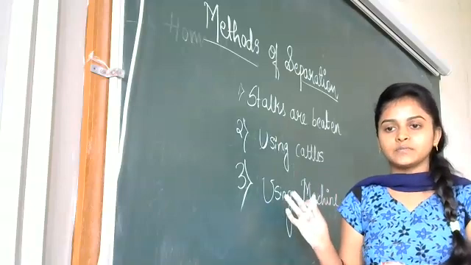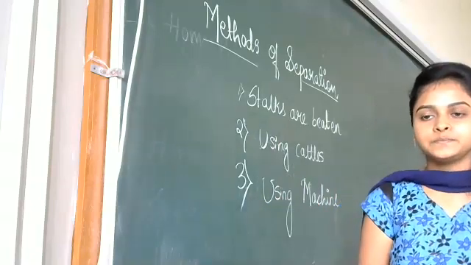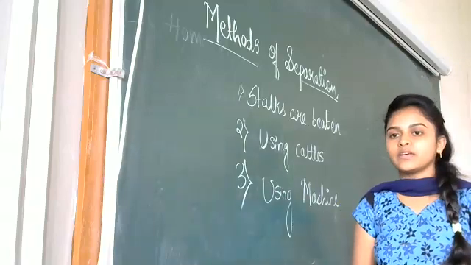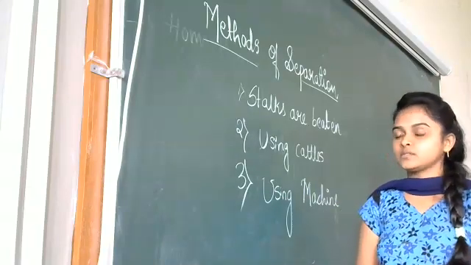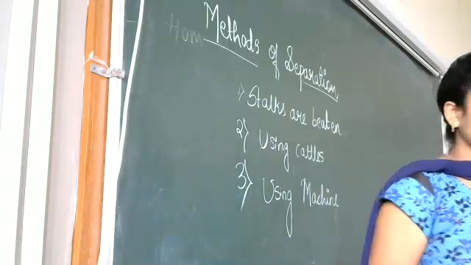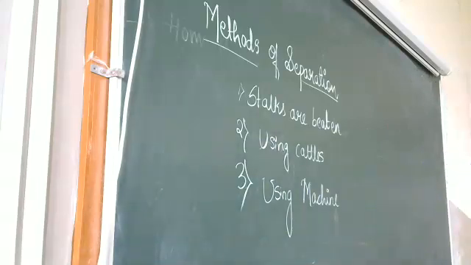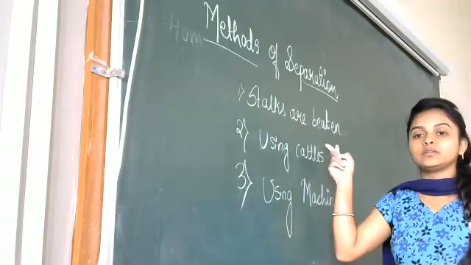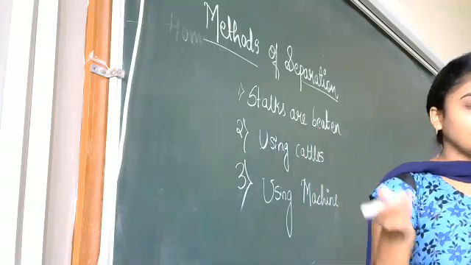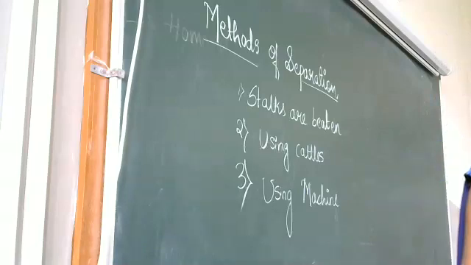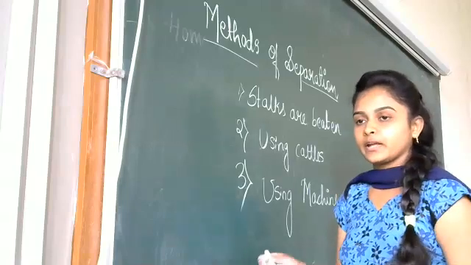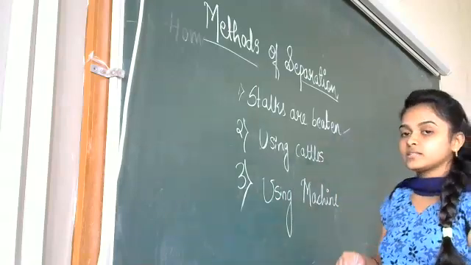Did you all understand what is meant by the threshing process? Yes, ma'am. Okay. So in the threshing process, which methods are we using? That is three types. Which are those? Stalks are beaten on the ground or on stones or a hard surface so that the dried grains will be separated. That is the first method in threshing.